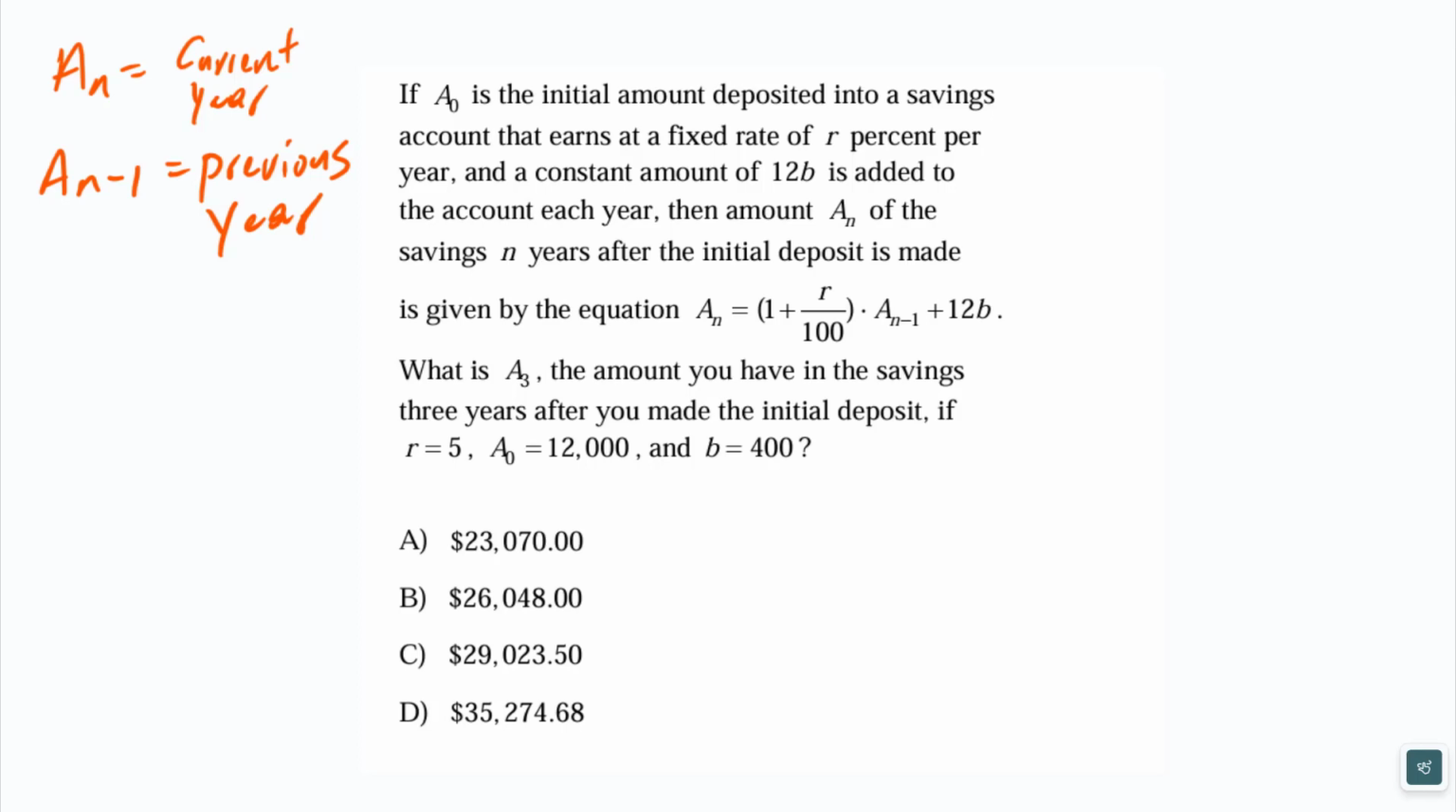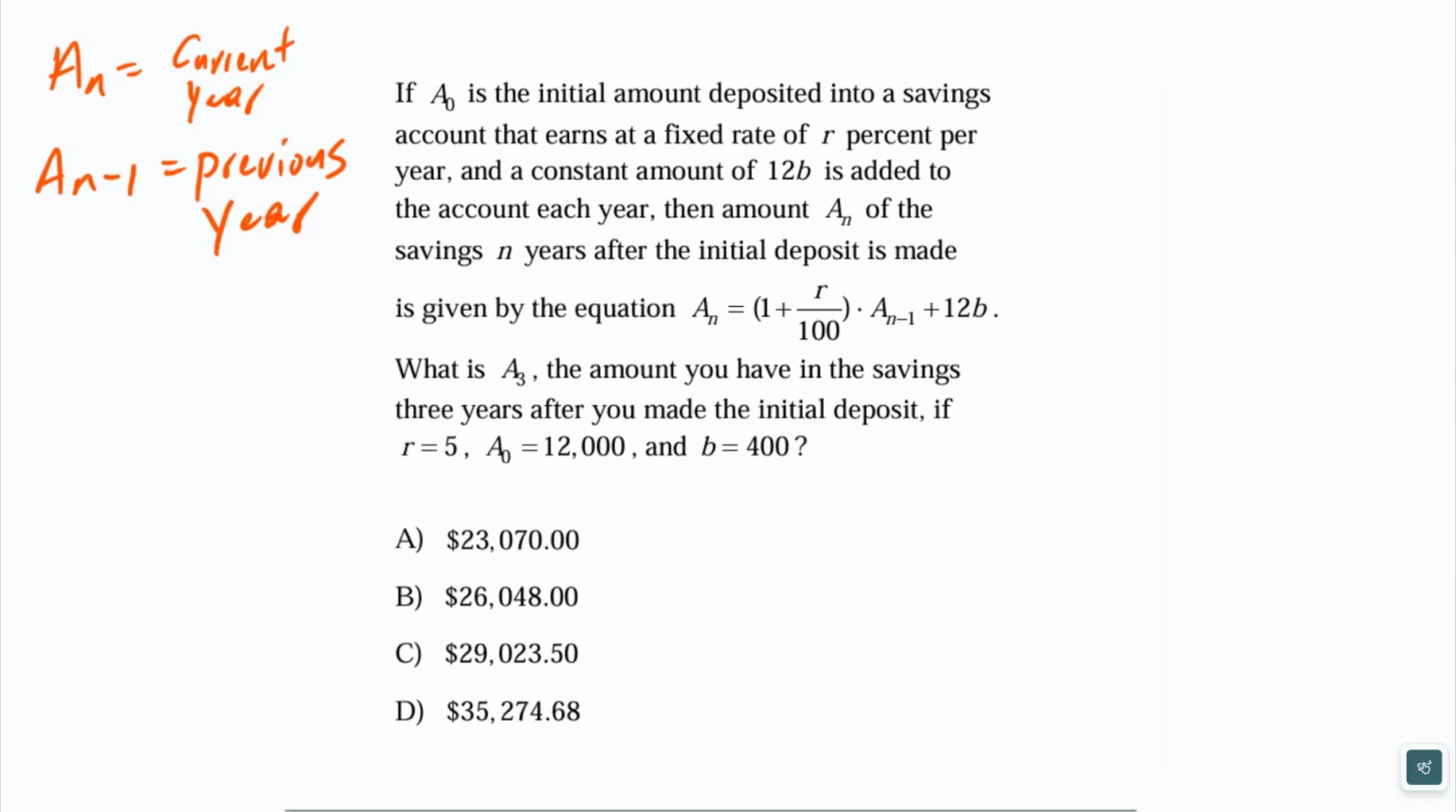Alright, so let's jump into this problem. If A0 is the initial amount deposited into a savings account and earns a fixed rate of R% per year, and a constant of 12B is added into the account each year, then A sub n, the savings n years after the initial deposit is made, is given by the recursive formula as follows.